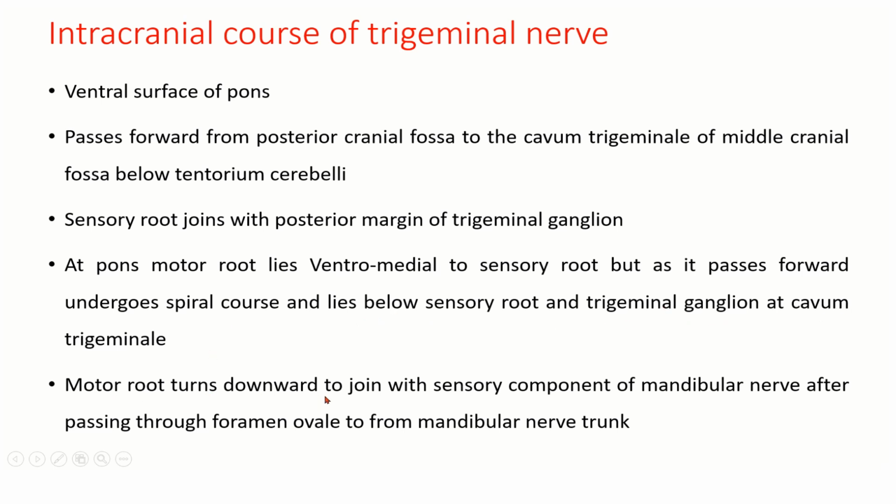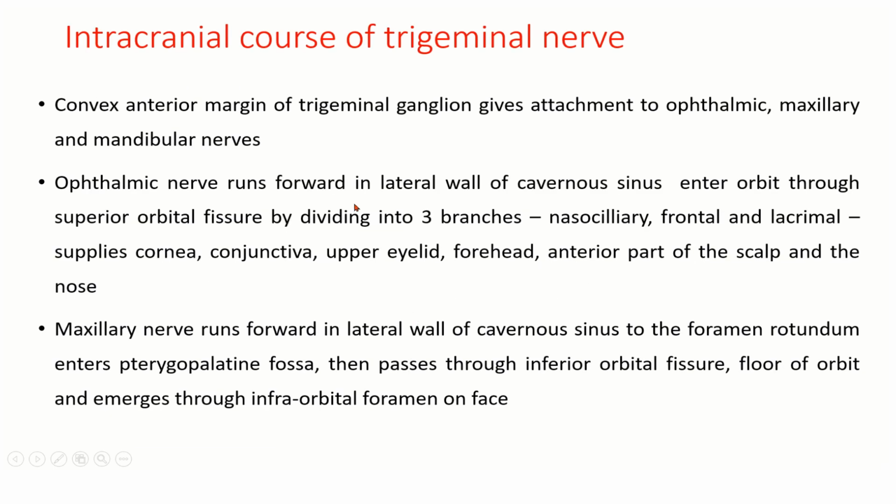The motor root turns downward to join the sensory component of the mandibular nerve after passing through the foramen ovale, to form the mandibular nerve trunk. The convex anterior margin of the trigeminal ganglion gives attachment to three divisions: the ophthalmic, maxillary and mandibular nerves.